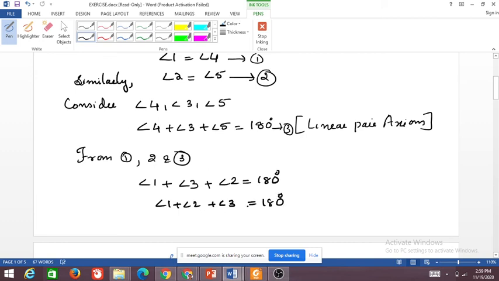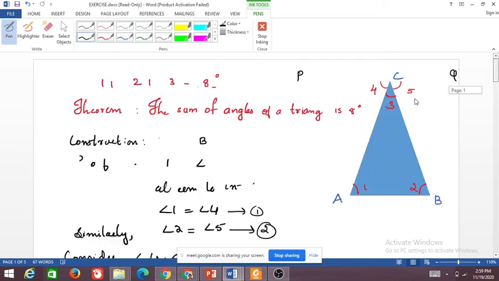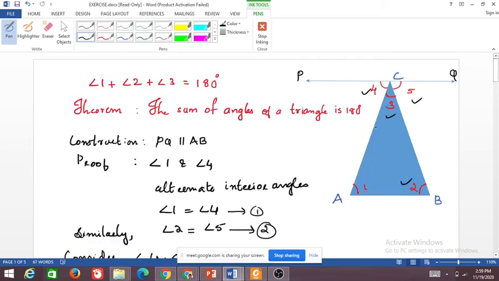Now, angle 1, 2 and 3 are the interior angles. So we got the sum of interior angles of a triangle is 180 degrees. So it is a very simple proof. So you are able to prove a big theorem, right? We did nothing, we just took a triangle and then we drew a line which is parallel to one of the sides, and then we considered the alternate interior angles. So we know that angle 1 is equal to angle 4 and angle 2 is equal to angle 5.